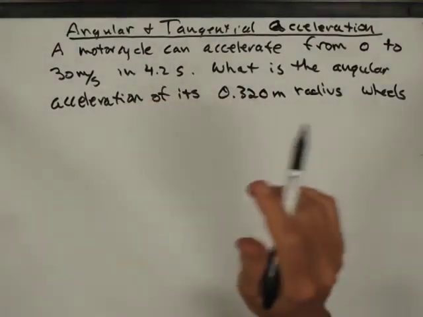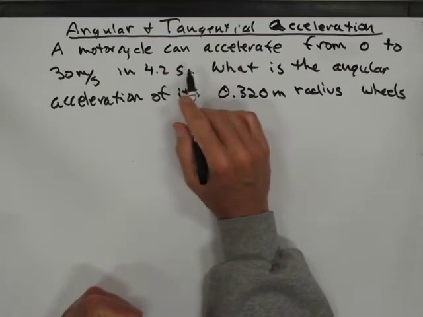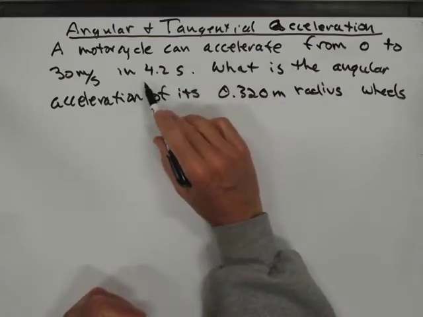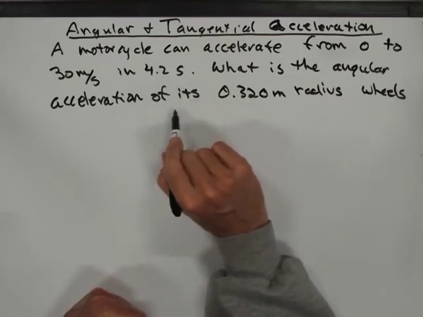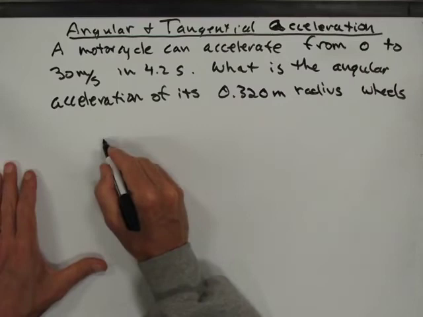So this is a problem on angular and tangential acceleration. This is just another example. A motorcycle can accelerate from 0 to 30 meters per second in 4.2 seconds. What's the angular acceleration of its 0.32 meter radius wheels?